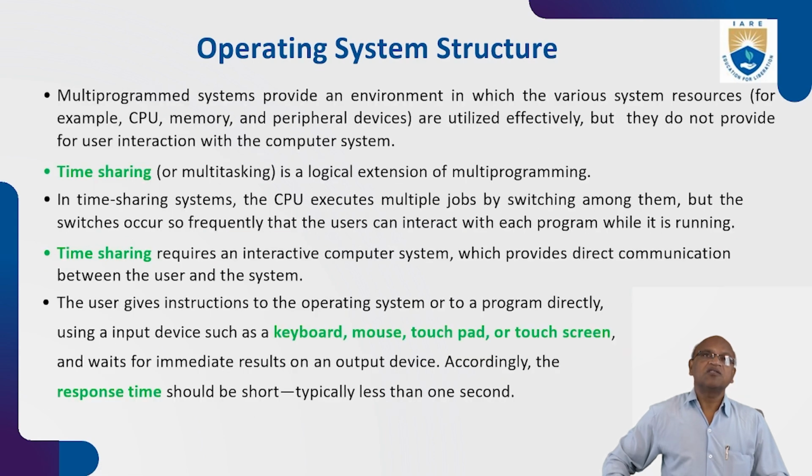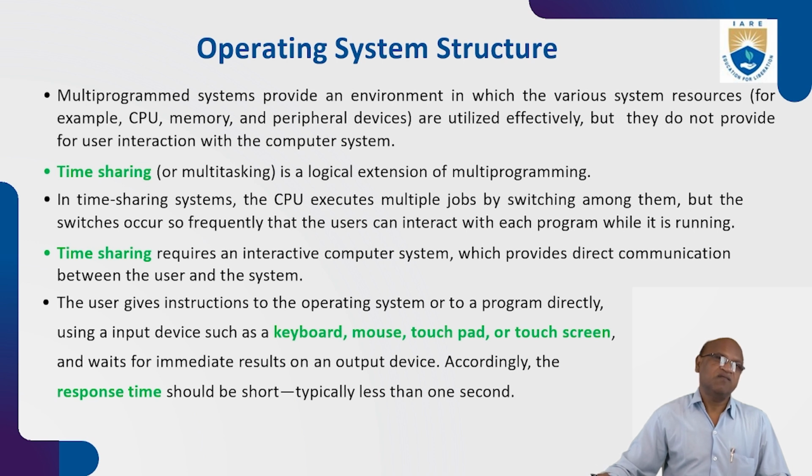A multiprogram system provides an environment in which the various system resources, for example CPU, memory, and peripherals, are utilized effectively, but they do not provide for user interaction with the computer system. In multiprogramming, the CPU is always busy with some execution. If one job is waiting, it takes another job. That's why in multiprogramming the CPU is utilized to the maximum.